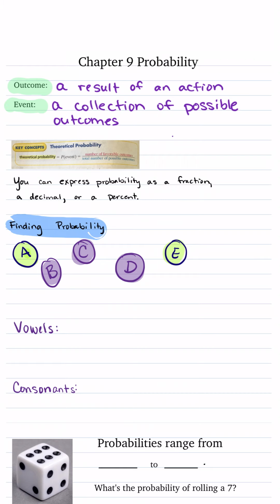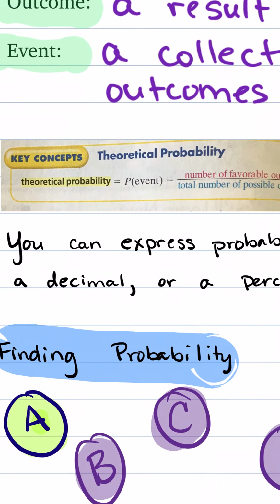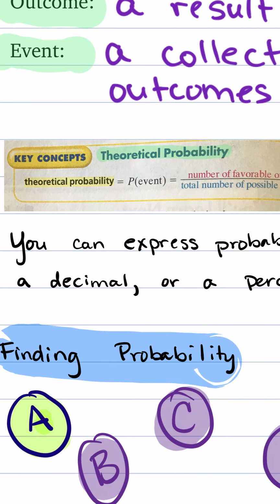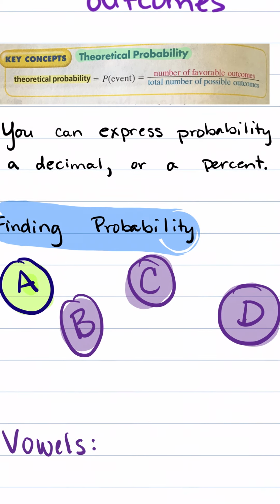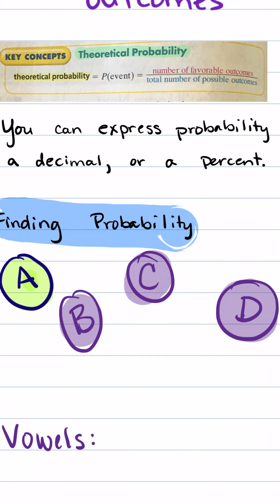If all the outcomes are equally likely, you can use a formula to find the theoretical probability. So that's what this is here, the theoretical probability. So that's saying that the number of favorable outcomes divided by the total number of possible outcomes equals the theoretical probability. So we're going to check this out in more detail.